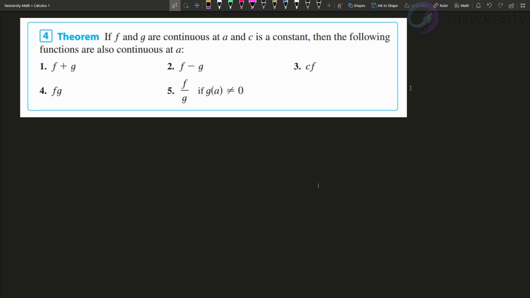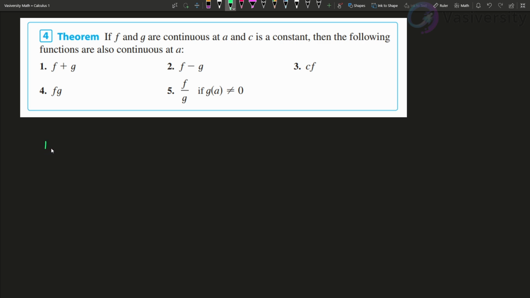Because we might be continuous at a point, right? So pointwise continuity we can have, but that means that maybe on an interval we're not continuous, because there will be a point at which we're not continuous. We can prove each one of them by using the limit laws.